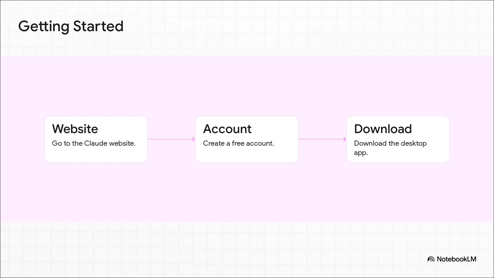Step 1, go to the Claude website. Step 2, create a free account. And Step 3, just click Download Desktop Application. Once it's installed on your computer, you just open a new session, which basically acts like a fresh chat, and boom, you are instantly ready to start building just by typing out what you want in plain, everyday human language.